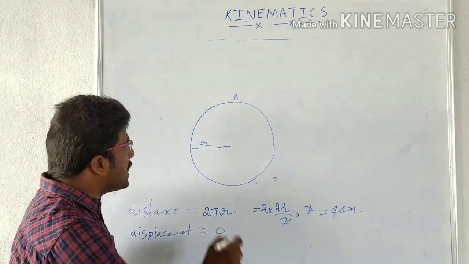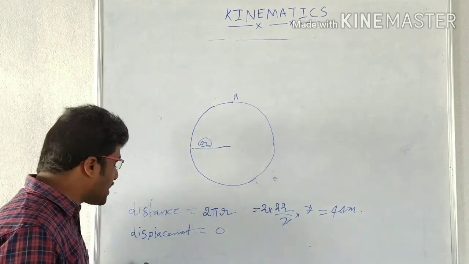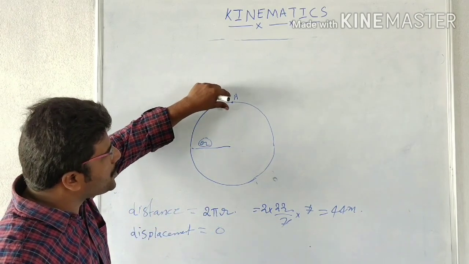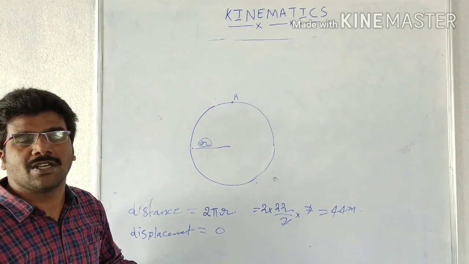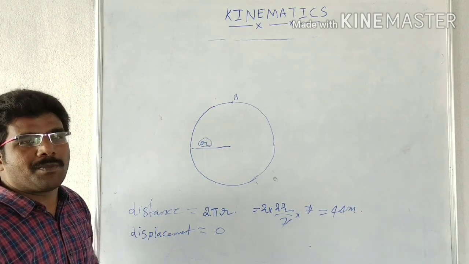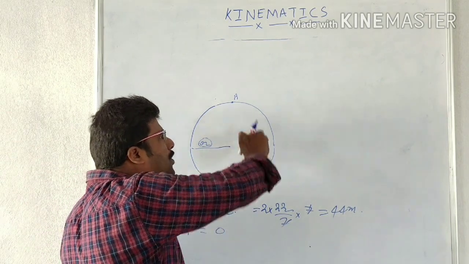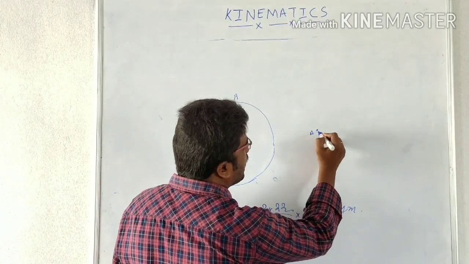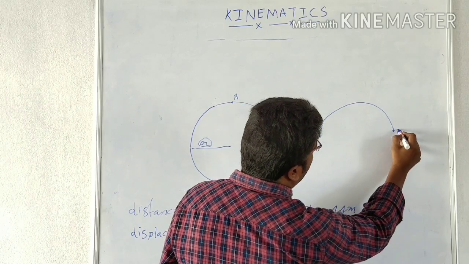This is only if the radius value is given. We want to do like this. In this case also, the displacement is 0 because if the initial position and final position are same, then the displacement is 0. The same problem can be converted in a different manner. Instead of completing one full circle, they may ask: a person starts from A and moves on a circular path and reaches B.